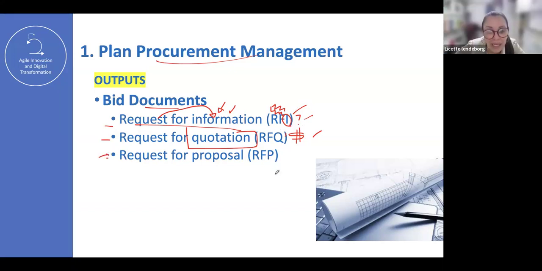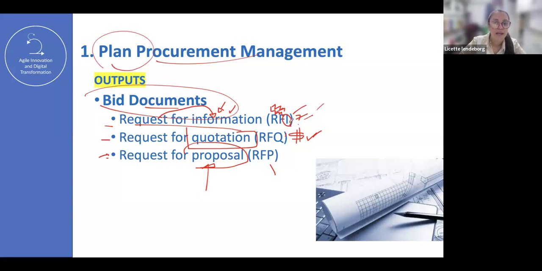So RFP, now that I have the information, now I know how much is the cost. Now, please send me a proposal including the description of every single service, product, solution, reports, consult, everything. Everything is in the proposal. It's a huge document. So 3 documents for planning: RFI, RFQ, and RFP.